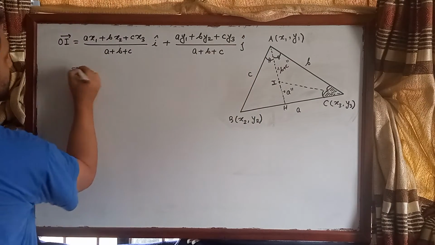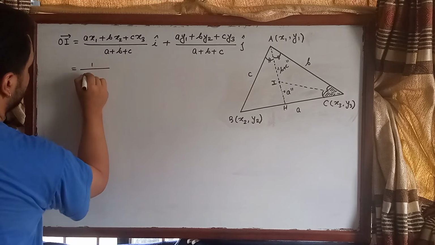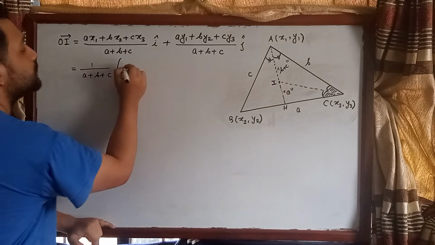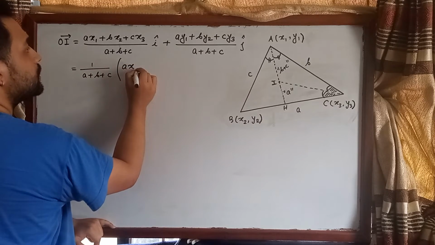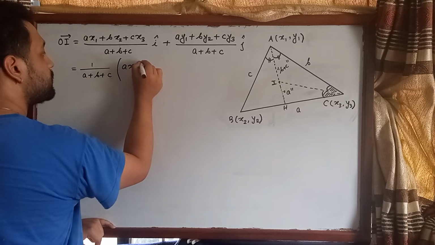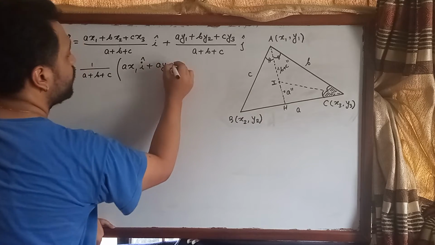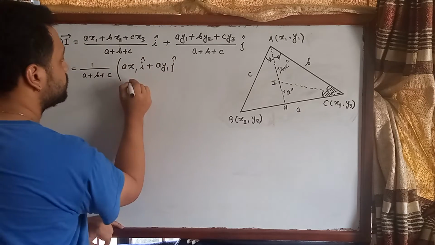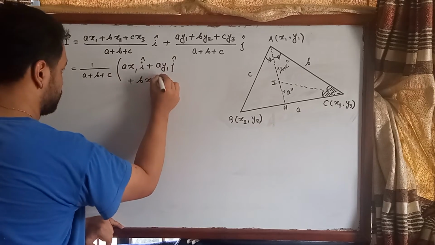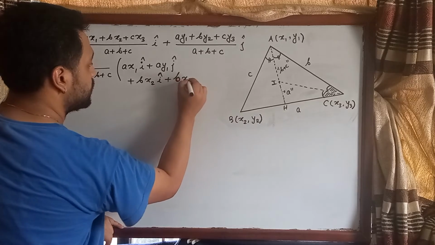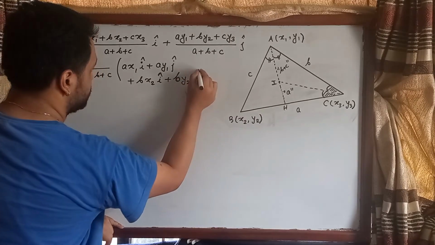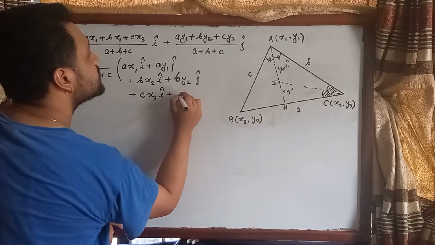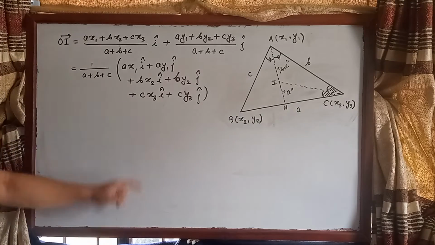Now we can write it as 1 over A plus B plus C times AX1 i plus AY1 j, okay, AX1 i plus AY1 j plus BX2 i plus BY2 j plus CX3 i plus CY3 j. Okay, we can write it like this.